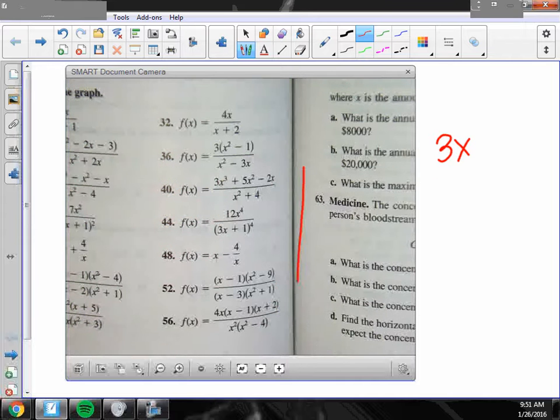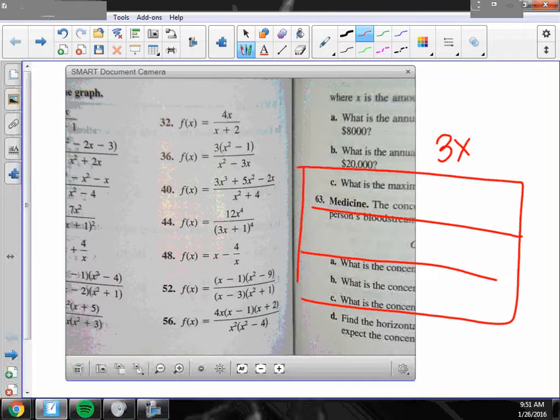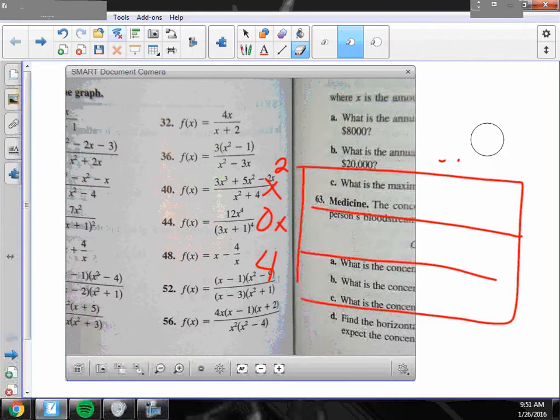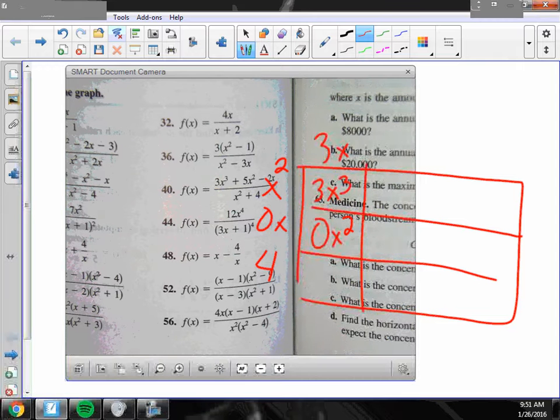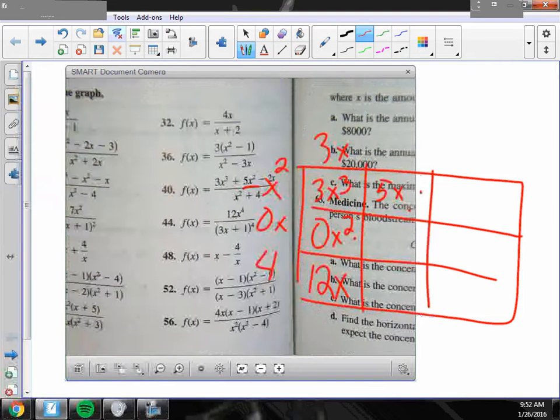So I'm going to build a box. x squared, 0x, and 4. And then this first one is going to be 3x to the third. So this would be 3x, 0x squared, 12x. Now 0x squared and this box have to add up to 5x squared. So this would be 5x squared. I don't know why I have a negative there. Oh, it wasn't a negative. So this would be plus 5.